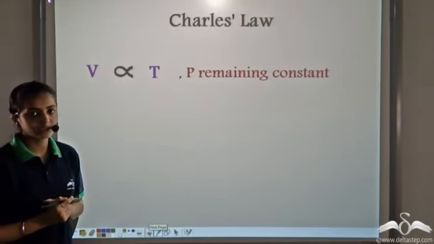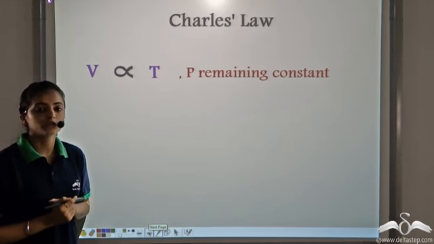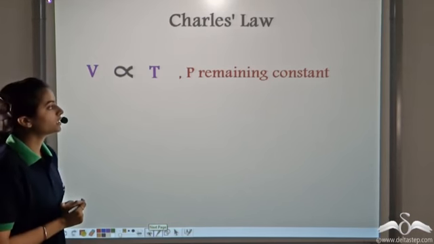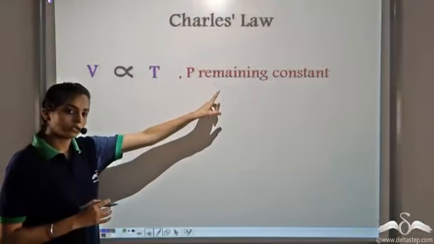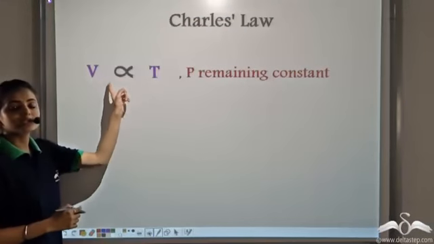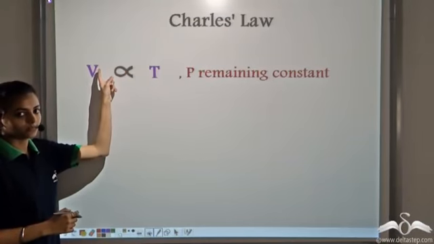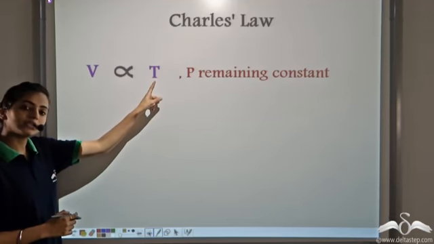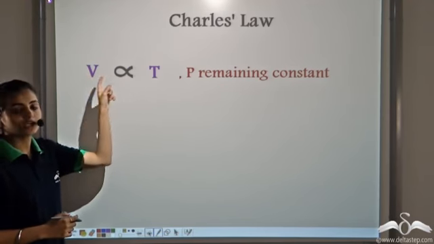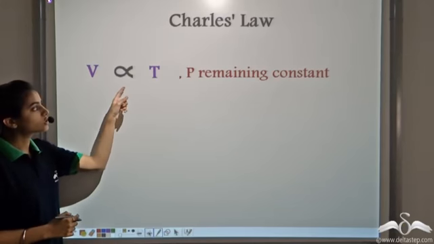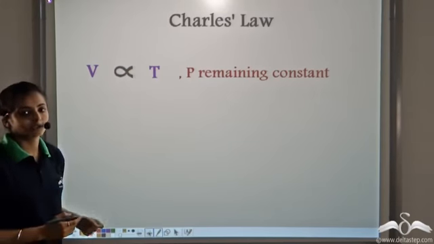So based on this experiment, he gave his law, which is known as Charles' law, according to which for a particular gas, if the pressure is kept constant, the volume is directly proportional to temperature. This means greater the temperature, greater is the volume of the gas; lesser the temperature, lesser is the volume of the gas. So this law is known as Charles' law.